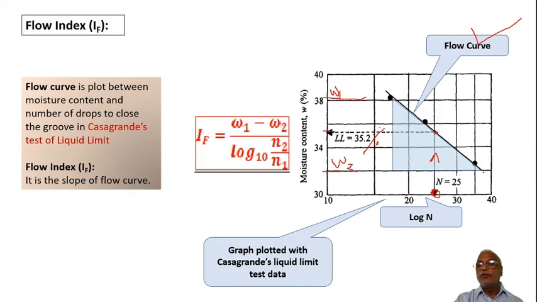Now W1 will have its own value of N1. Here there is a value of N2, number of drops. So anyway, this is log to the base 10. So you have log of N2 by N1, means log N2 minus log N1 to the common base 10. That's why this expression comes. So it is nothing but the slope of the flow curve, that is known as flow index.